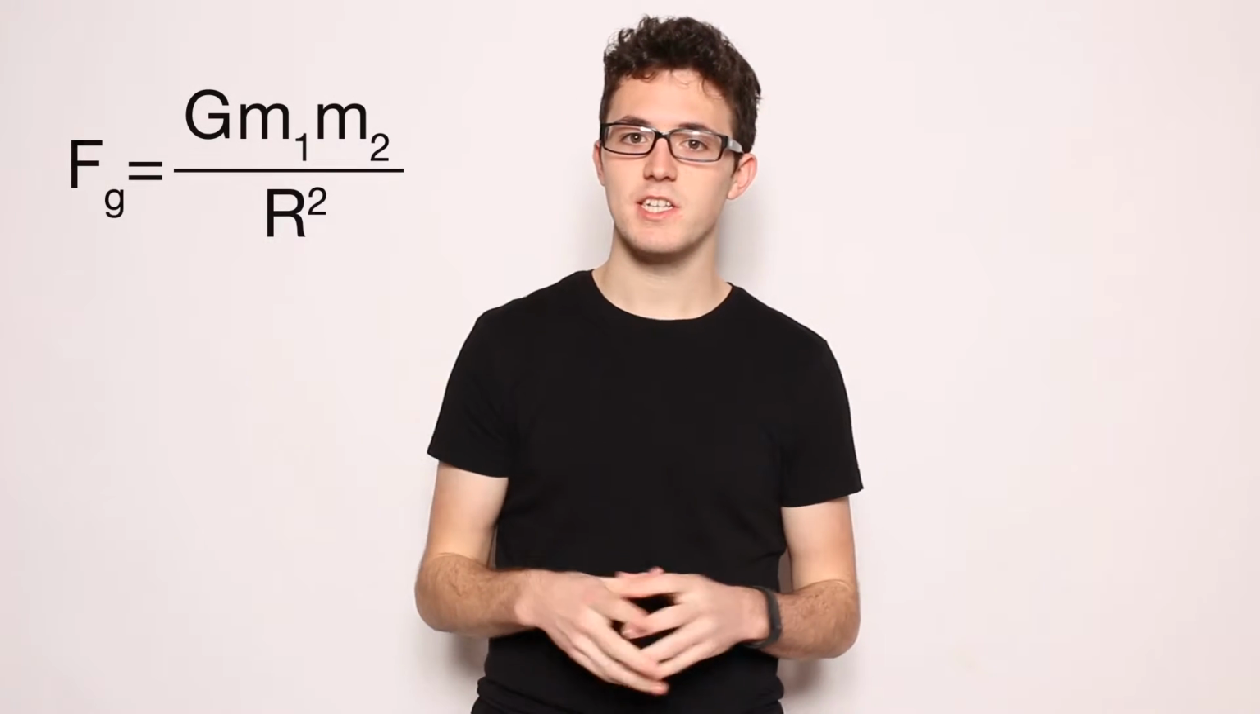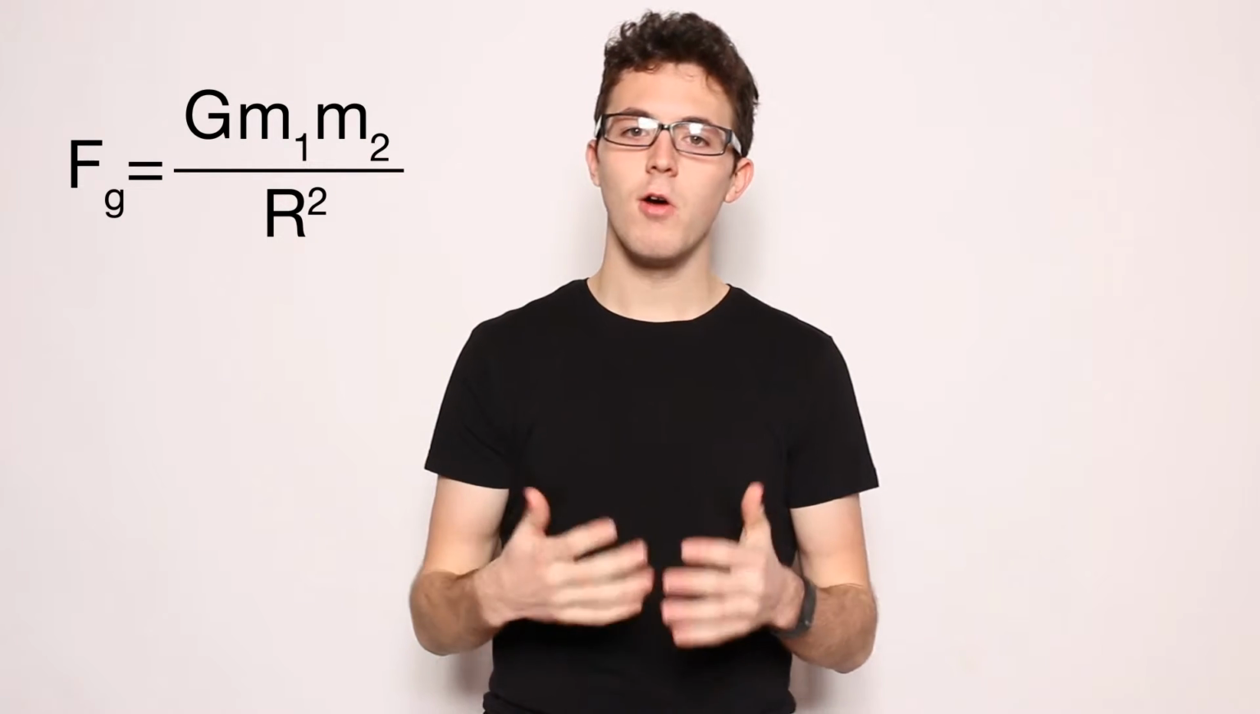But in order to truly understand how gravity works, and to understand how Earth's gravity compares to the gravity in other places in the universe, we need to first understand what factors influence gravity. And one way we can do that is by analyzing the equation for gravity, which is F sub g equals G times m1 times m2 all over r squared.